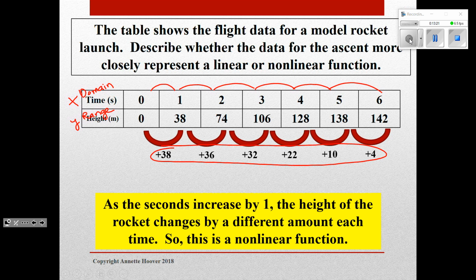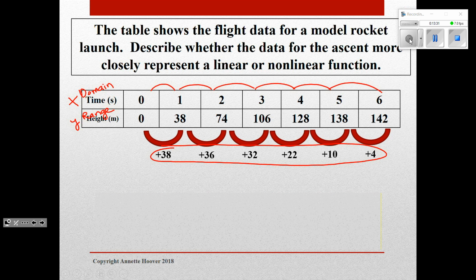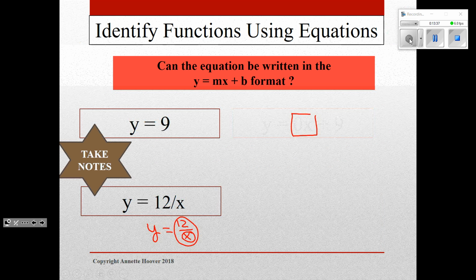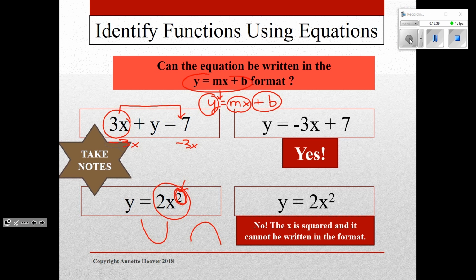So in review, we looked at 3 different things. Visually looking at a graph to tell whether it is a linear function, looking at a table, where there has to be a constant change in the x values and in the y values, and also by just looking at an equation. I was going to go back to this real fast. You should also be able to look at an equation, and if it is written in slope-intercept form, it will be a linear function.